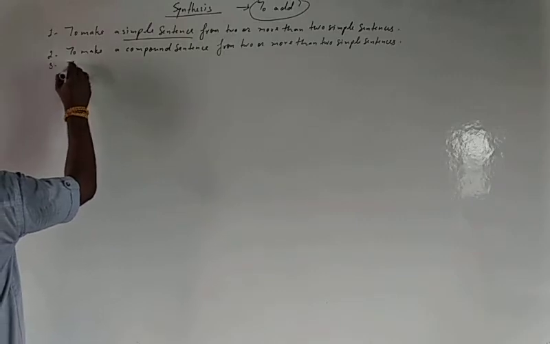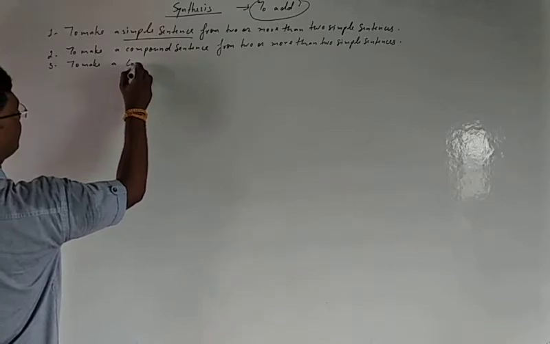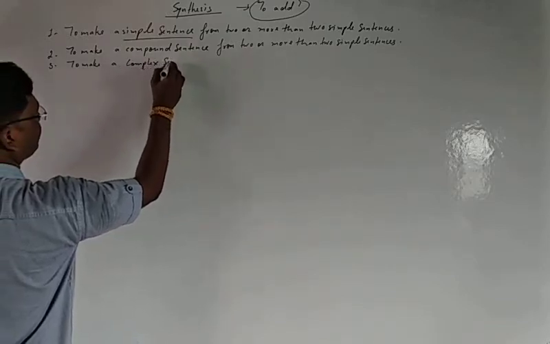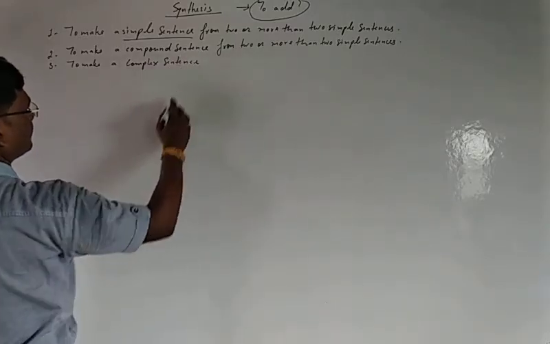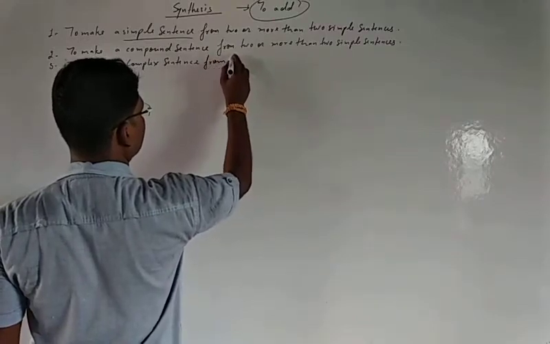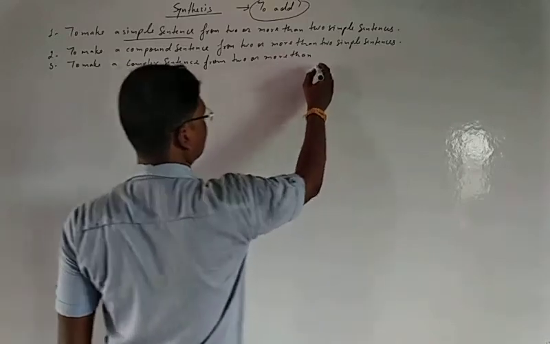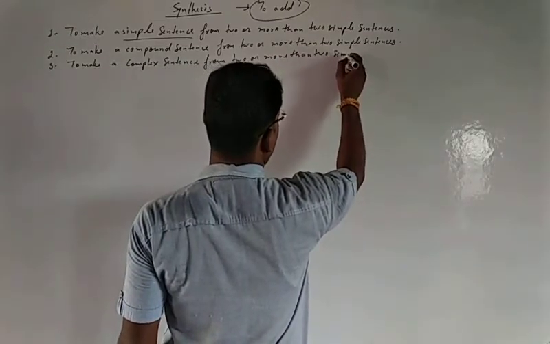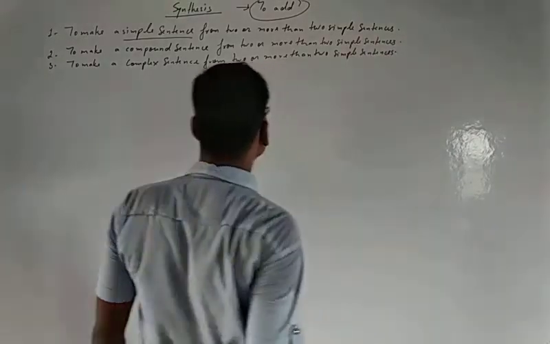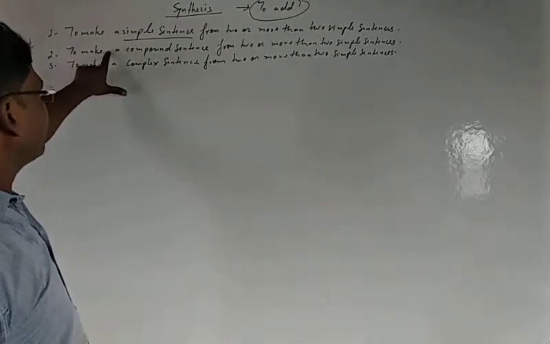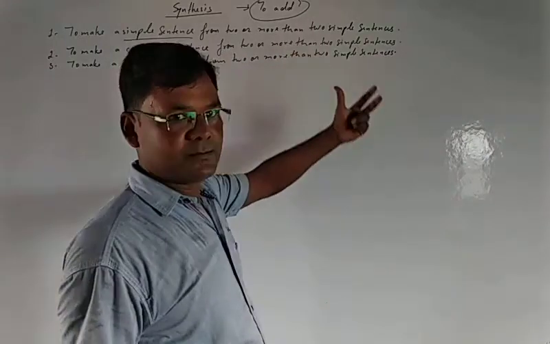Third is to make a complex sentence from two or more than two simple sentences. That means all three are made from simple sentences, two or more than two simple sentences.